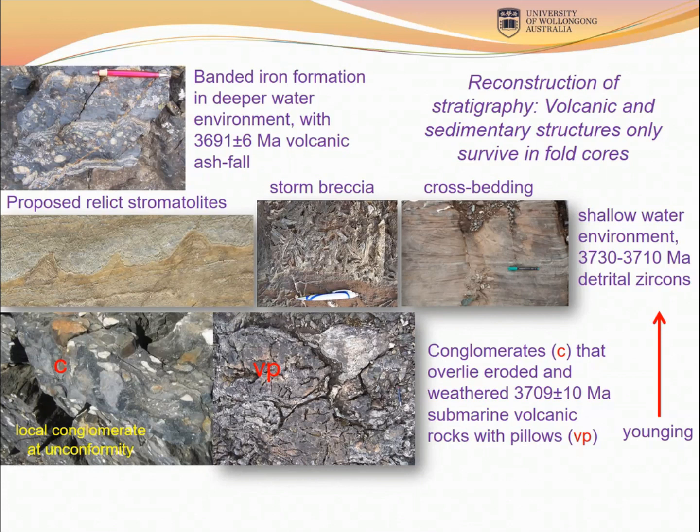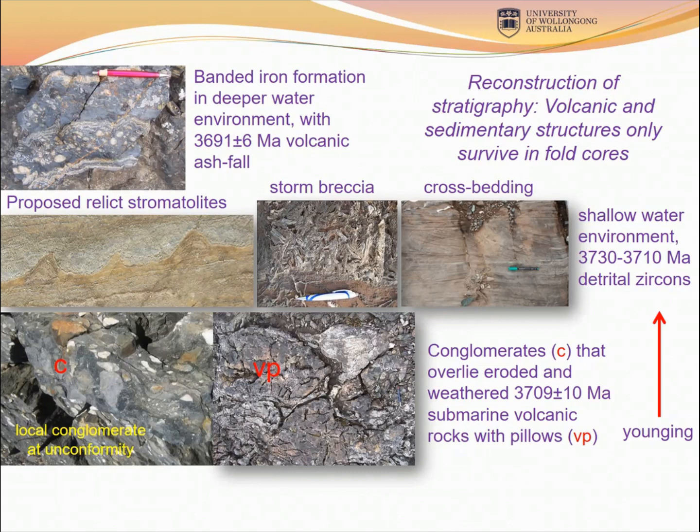And then overlying that, you get a diversity of extremely rarely preserved rock types. So you get the proposed relict stromatolite shown on the left there. You get things called storm breccias, basically formed by churning up of partly consolidated sediment by storm waves. And then we've also got extremely rare cross-bedding. All of these occur in carbonate-rich rocks, and they all show a shallow water environment.